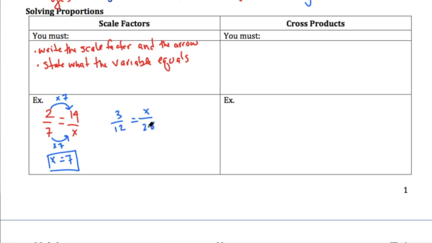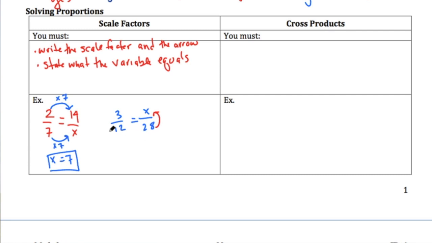Now, some of you are saying, well, I can picture this backwards. I know what number times 4 is 28. Well, we're still going to be required to show what the scale factor is. So the scale factor is going to basically have to point towards the missing number, towards that x.